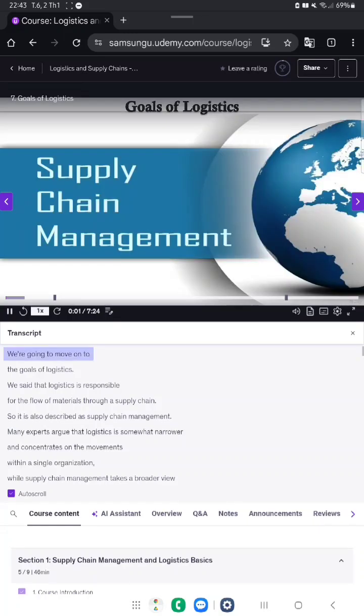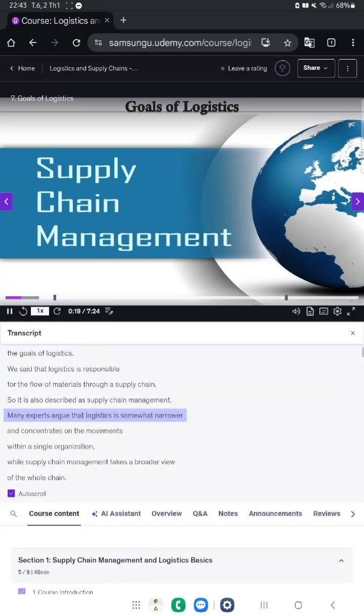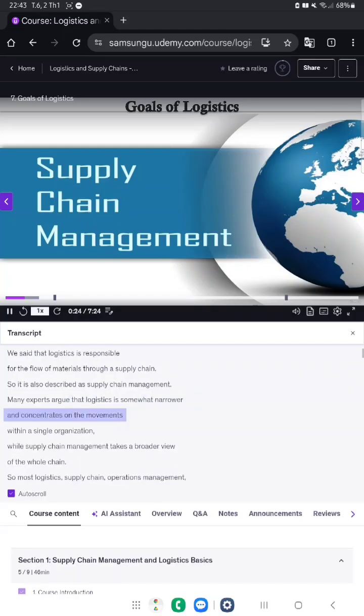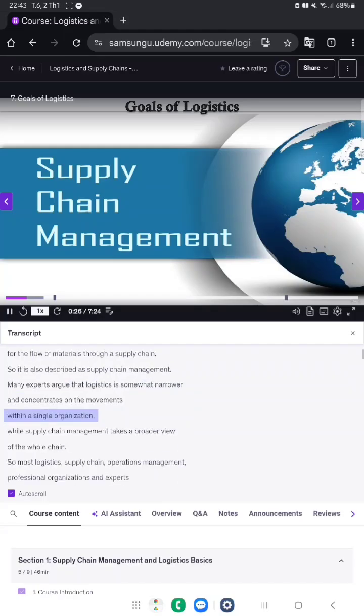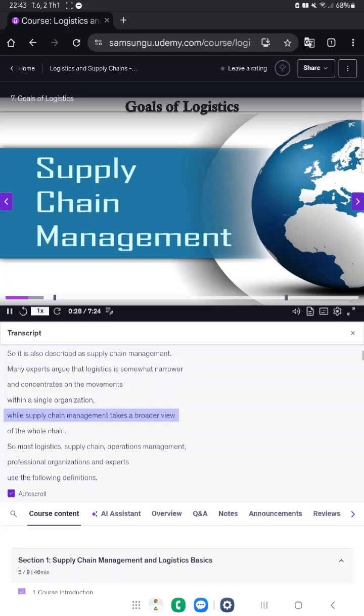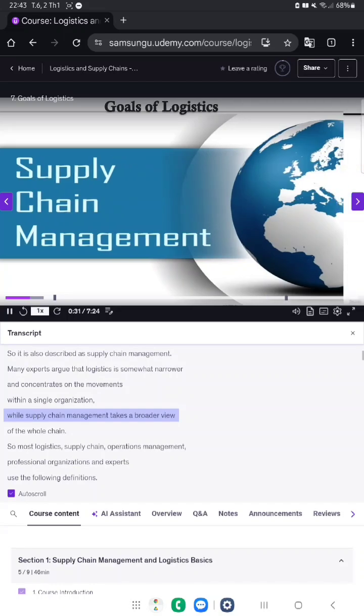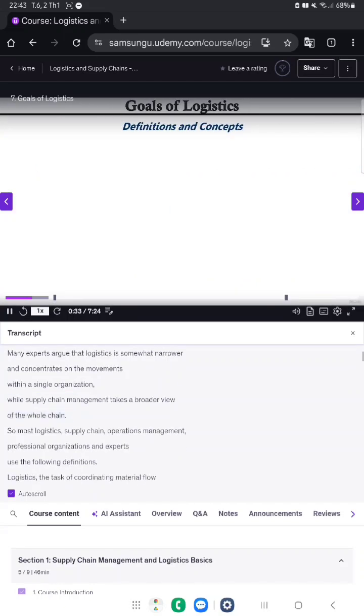We're going to move on to the goals of logistics. We said that logistics is responsible for the flow of materials through a supply chain, so it is also described as supply chain management. Many experts argue that logistics is somewhat narrower and concentrates on the movements within a single organization, while supply chain management takes a broader view of the whole chain.